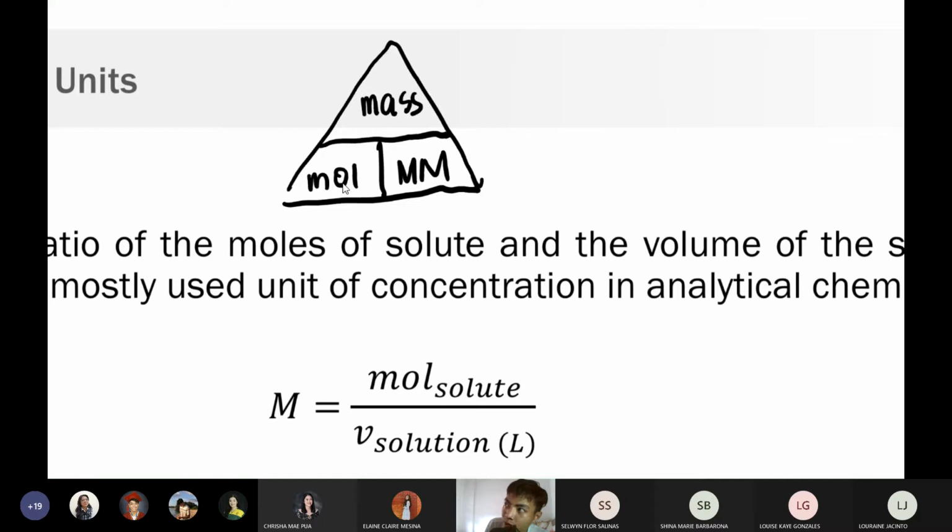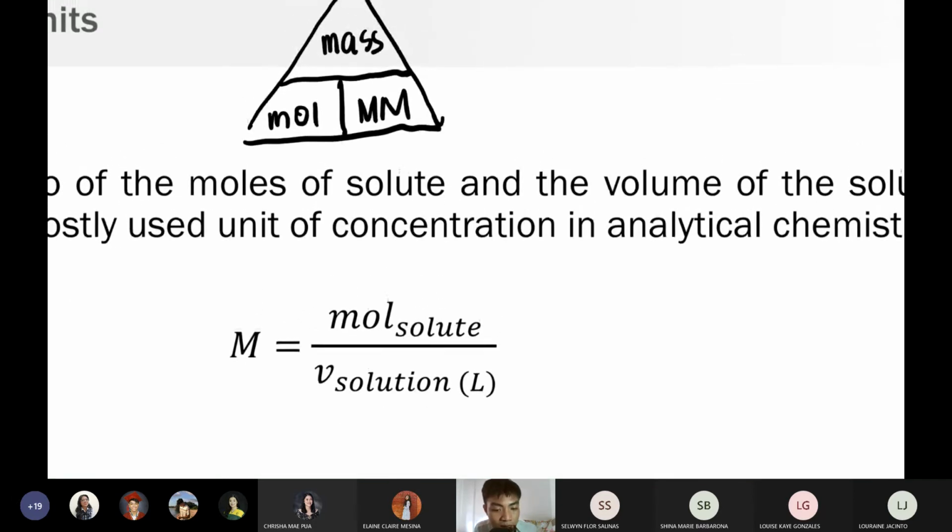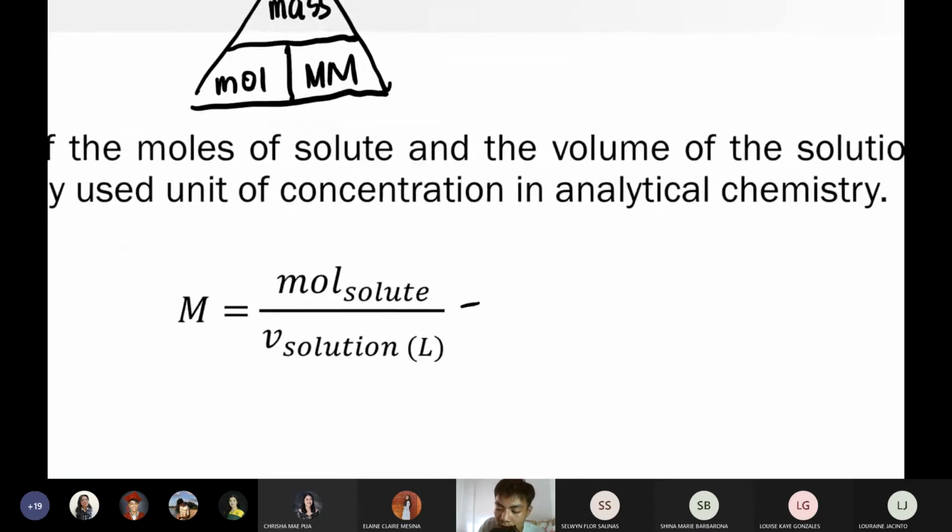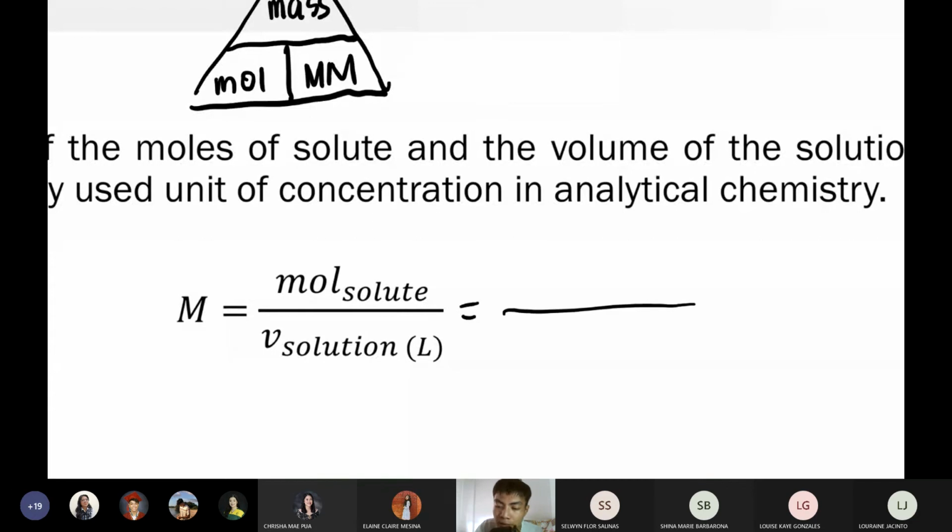What if I am solving for the moles of my substance? That's mass divided by molar mass. If I am solving for the molar mass, that is mass divided by the moles. Ganun lang. Okay? So, takip-takip lang. Pag magkatabi, multiply. Pag isa nasa taas, isa nasa baba, divide. Okay? So, that means we can further rewrite our molarity equation into this. Saan equal yung mole? That is mass divided by molar mass.